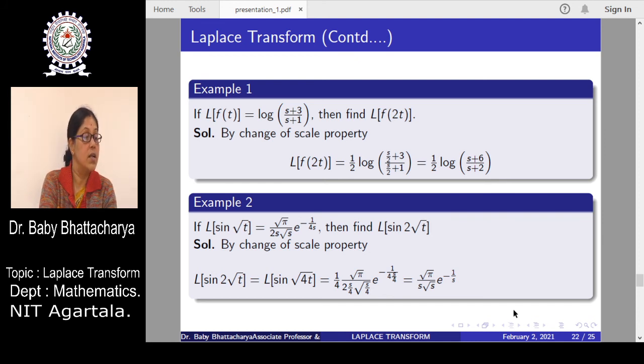One more example we are citing here: the Laplace transformation of the function sin root t is given as root pi divided by 2s into root s, whole into e to the power minus 1/4s. Now the requirement is to find the Laplace transformation of the function sin 2 root t. Our original function is sin root t. We have to write it in the form sin of root at, and that is why we write sin 2 root t as sin root 4t. So a is here equal to 4, and by applying the change of scale property we can write this as 1/a into s replaced by s/a.